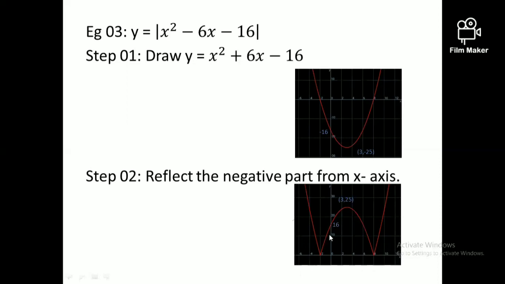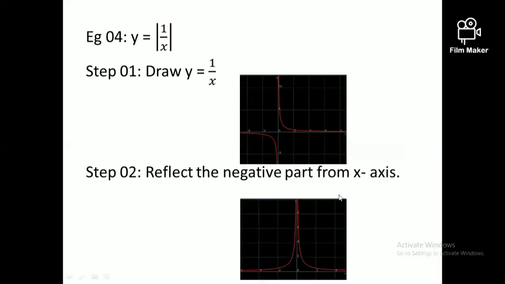Therefore, this minus 16 turns up to plus 16, and 3 comma minus 25 turns up to 3 comma plus 25. This minus 2 and plus 8 remain as they are. Then the negative part of the graph, this part, reflects to the positive side. That is the theory of drawing the entire modulus graph. So this is the graph of that.